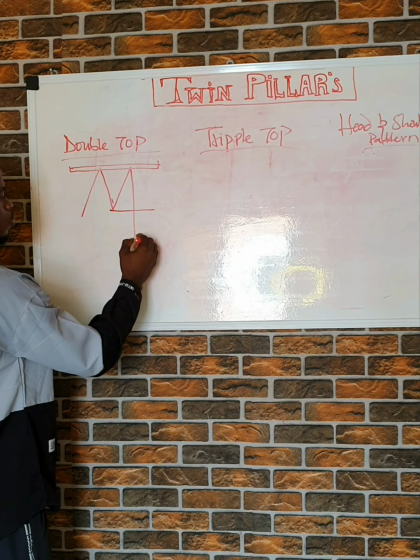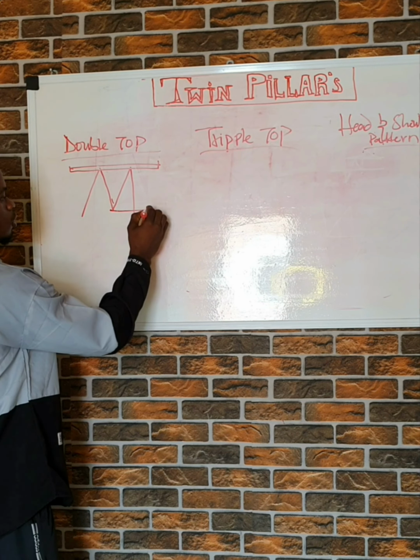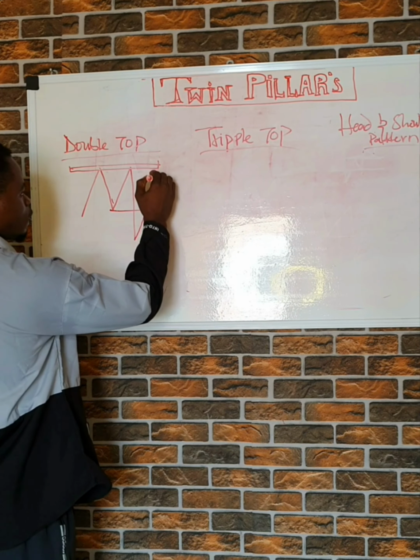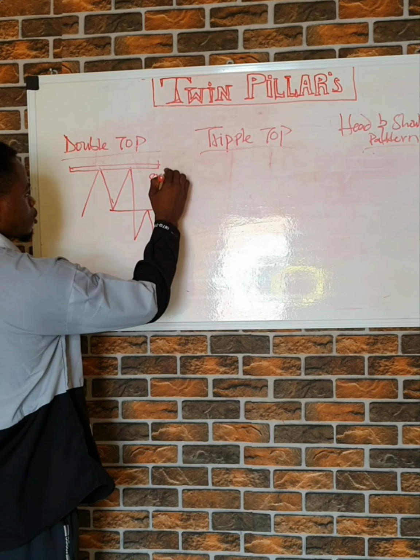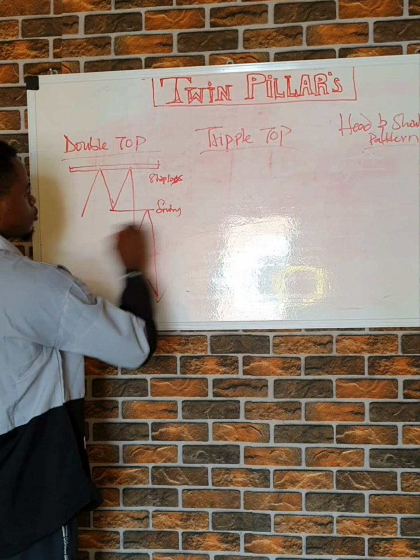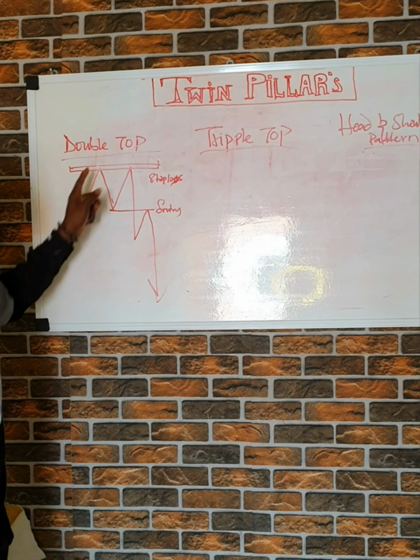So whenever price should come to this place, you will trigger your sales. Put your stop loss somewhere here. Then here should be your entry. See, this is for the double top.